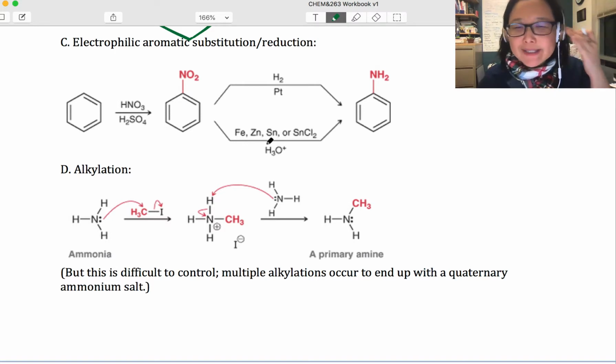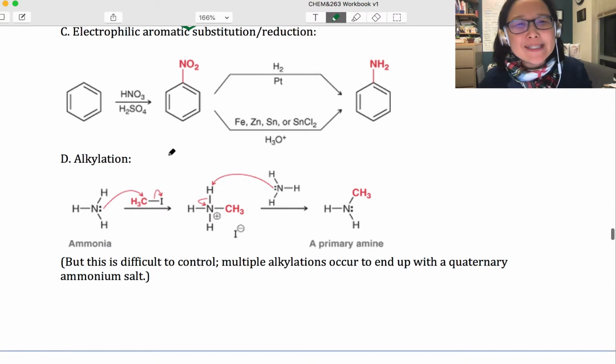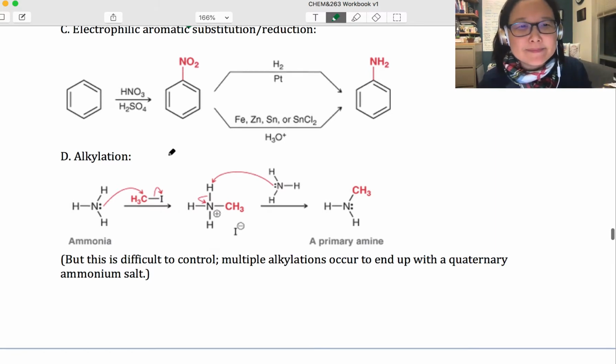Whenever I see metals, I think reduction because they're really good reducing agents. So whenever I think of reduction, I think of hydrogen. All right, so hopefully that might help you a little bit. When I see oxygen, I think of oxidation. So like KMnO4, OsO4, CrO4, CrO3. When you see a lot of oxygen, it's the opposite.